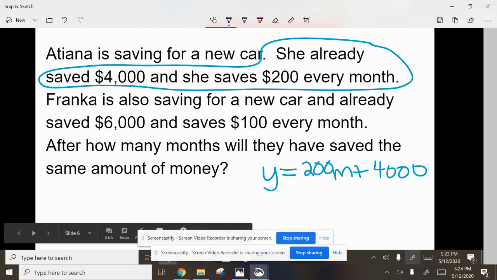So let me show you how this looks again. You have 4,000 already saved plus, not minus, 4,000 already saved. And then you're getting another $200 every m. What's the m? Every month. Okay. So now go ahead on your own and create Franca's equation in your notebook, okay?